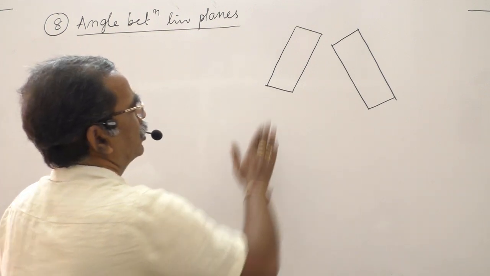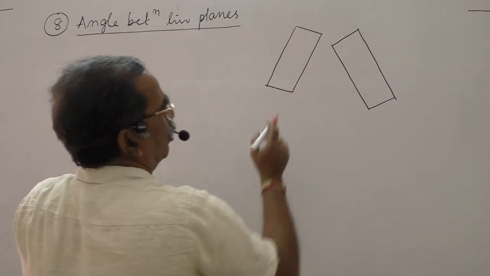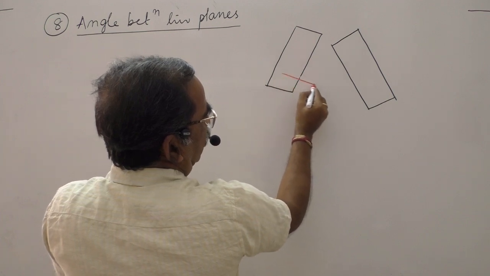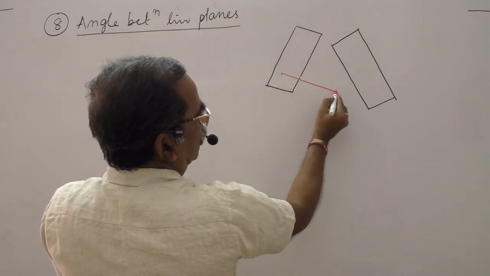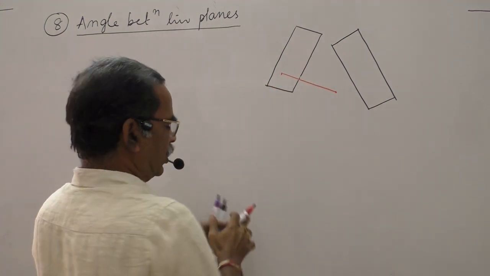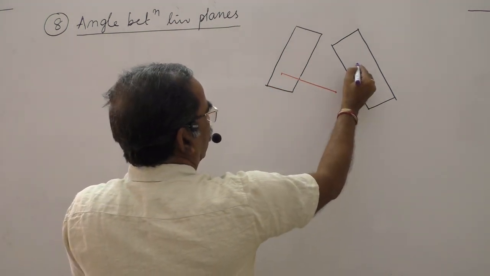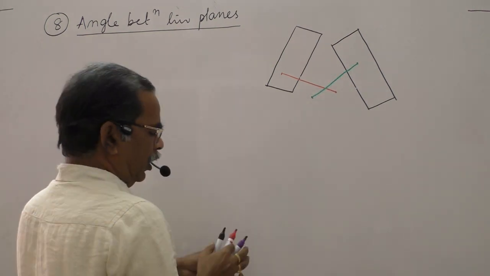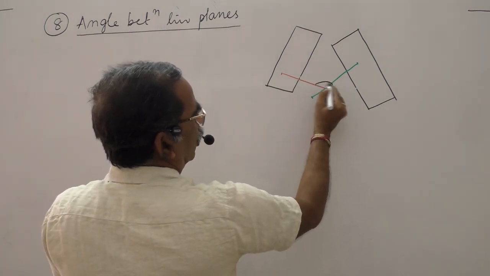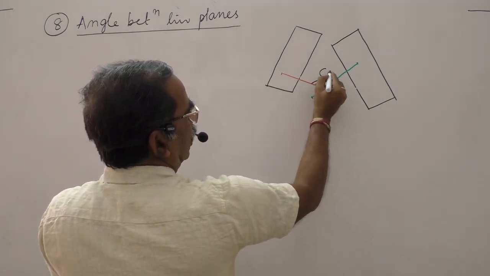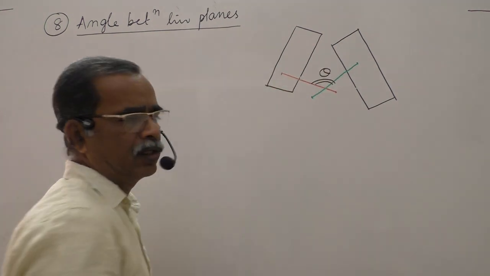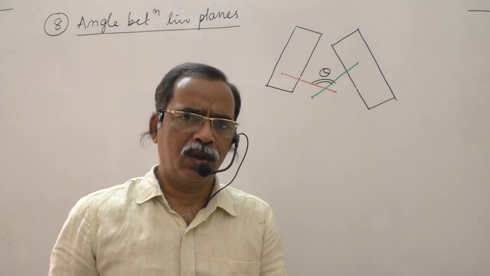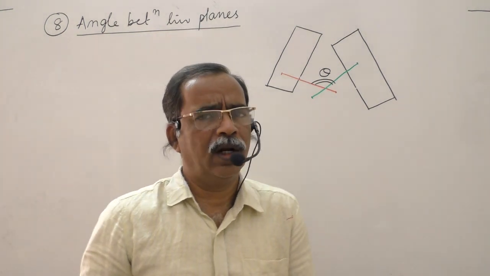So if these are two planes, then the angle between the two planes is defined as the angle between their normals. This is a line perpendicular to the first plane, and another one is the normal to the second plane. The angle between their normals is defined as the angle between the planes. Very simple. Angle between two planes is the angle between their normals.